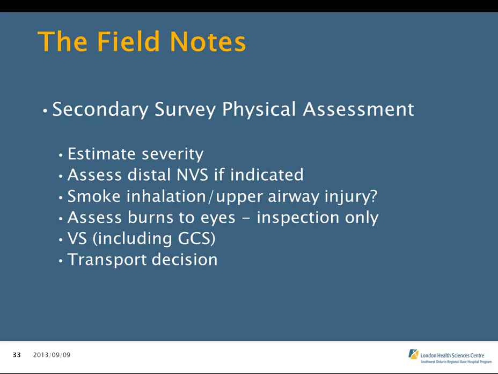When we're doing our secondary survey physical assessment, estimate the severity of the burns based on the depth, or degrees, that you suspect, and the total body surface area involved. If there's an extremity involved, assess the neurovascular status of that extremity. Any smoke inhalation or upper airway injuries need to be considered and treated accordingly. Assess burns to eyes; however, in this case, the role is primarily to inspect them only. Vital signs, including GCS, are very important, and transport decisions should be made.